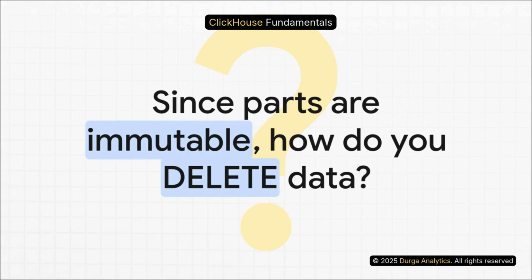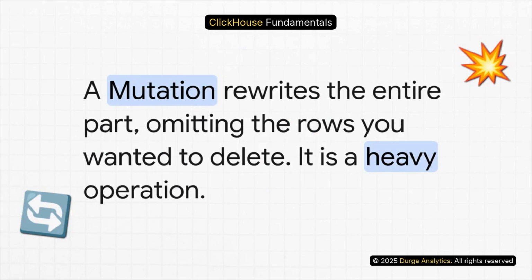Okay, so the whole idea of immutability brings up another really practical question. If the files can't be changed, how in the world do you handle operations like delete or update? ClickHouse handles this using a process called a mutation. Now, when you run a delete, it doesn't go find the row and just erase it. Instead, it rewrites the entire data part, creating a brand new version that simply leaves out the rows you wanted to delete. As you can probably guess, this is a heavy, resource-intensive operation, and it's something you should really use sparingly.